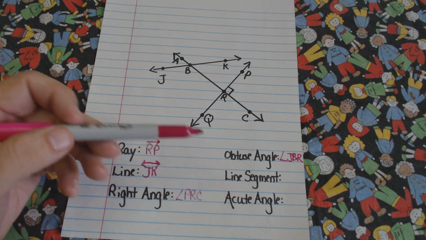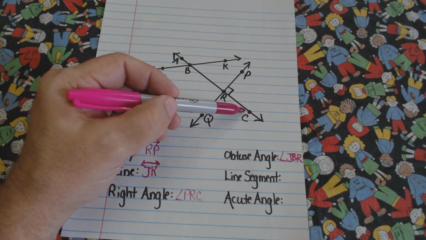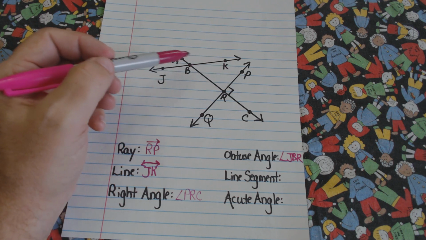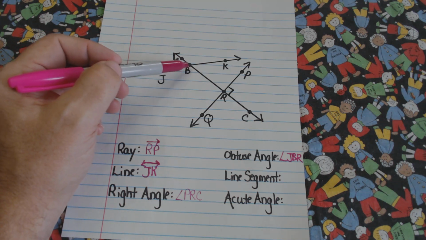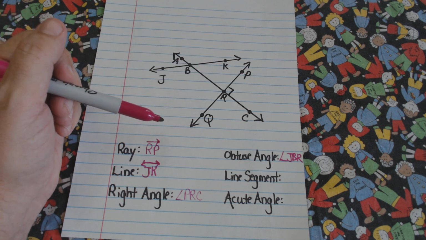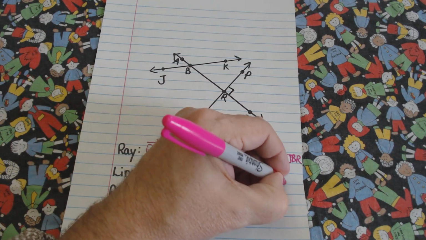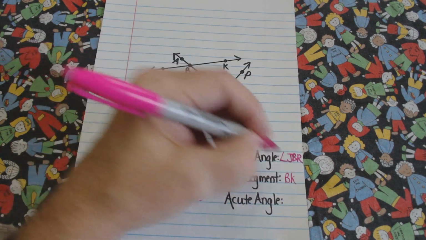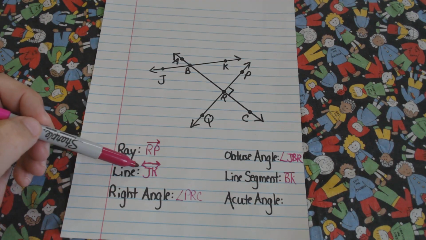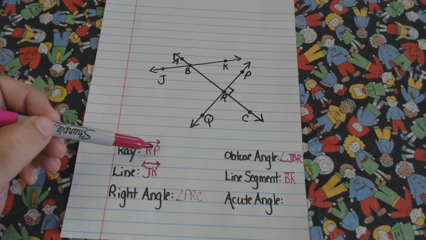What about a line segment? Well, a line segment is a part of a line between two endpoints. Line segment RC, line segment RQ, line segment RP, line segment RB, line segment AB, line segment JB, line segment BK. So there's lots of line segments here. Let's take line segment BK. So we write the B and the K, and the symbol for a line segment is just a bar across the top. A line has the arrows on both ends, and a ray has an arrow only on one end.